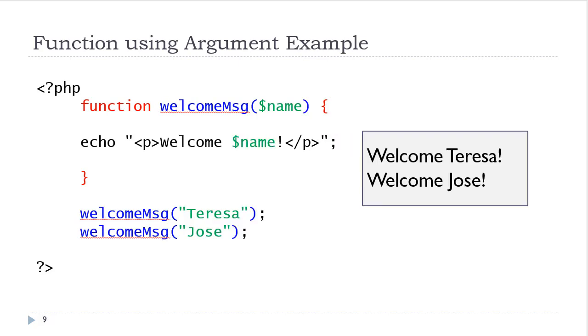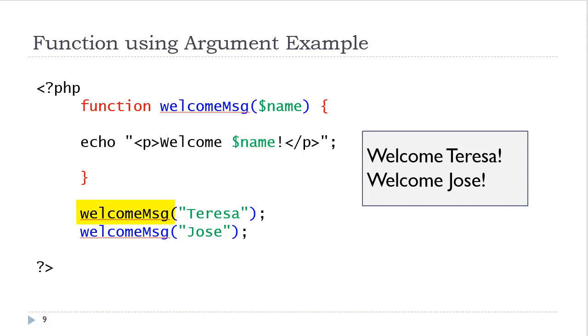Here I have an example of a function using an argument. So the name of the function is welcome MSG for message, and it takes one argument, $name. So that is the variable that will hold a value. Inside the curly braces, we have an echo statement. It's a simple paragraph that contains the word welcome and then the variable $name. So you can assume that we're going to be welcoming somebody.